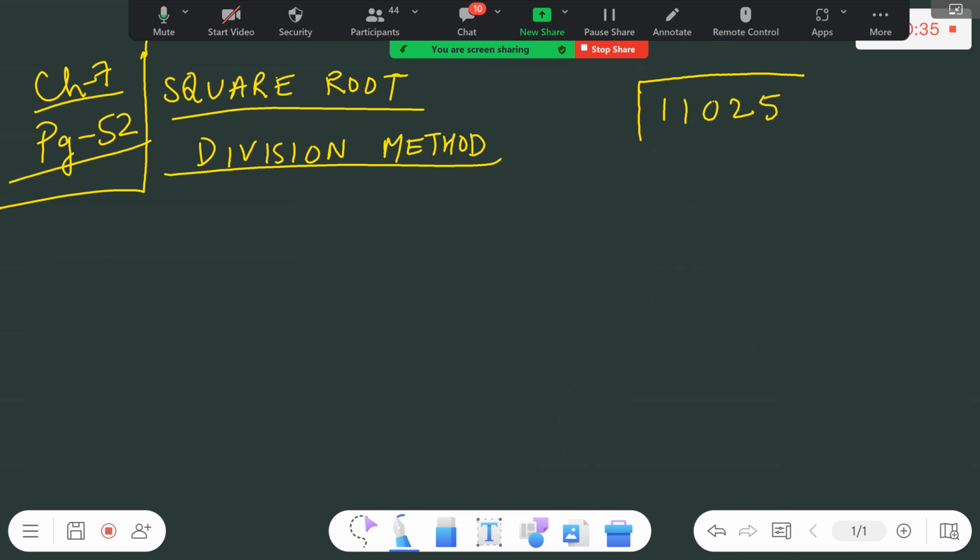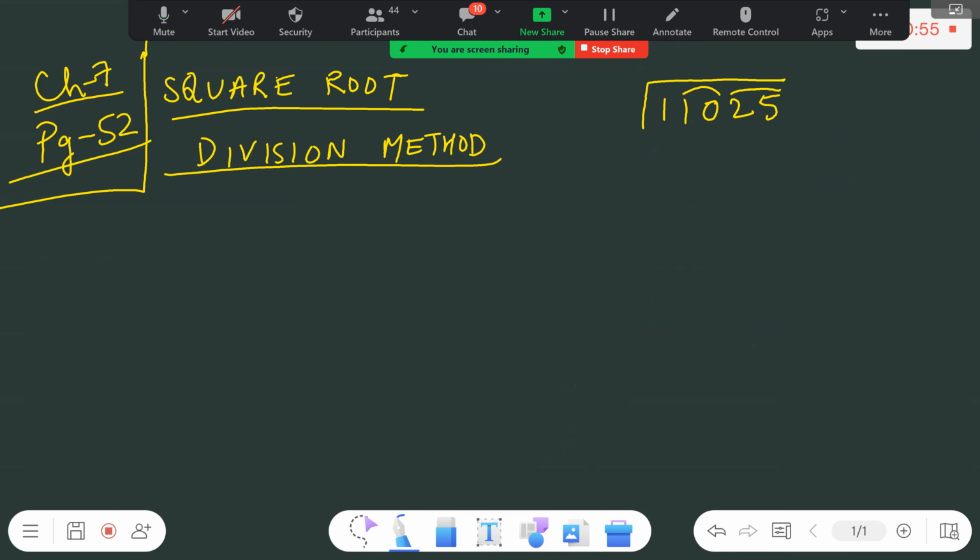Here again, the very first thing we will do is take pairs from the right hand side. 25 is the first pair. The next pair is 10. And the last, only one is left. Only one is left. Now our first number here is 1.